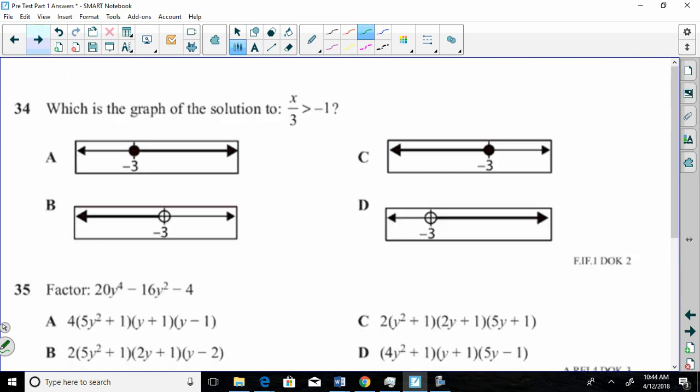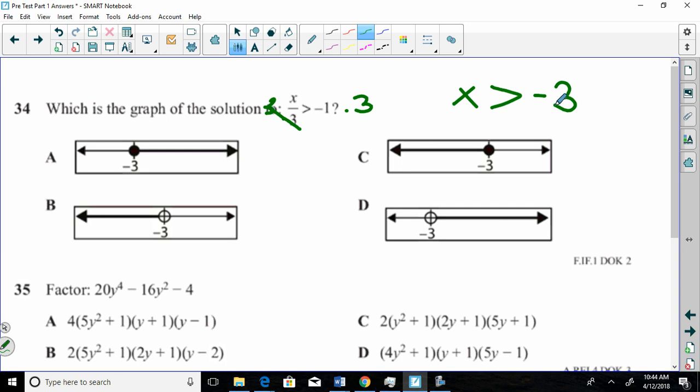All right, how do we get x by itself? Times 3. Is there a sign flip? No, because that number is positive. So I end up getting x and -3. Is x greater than or less than? Greater than. So we would shade to the right.